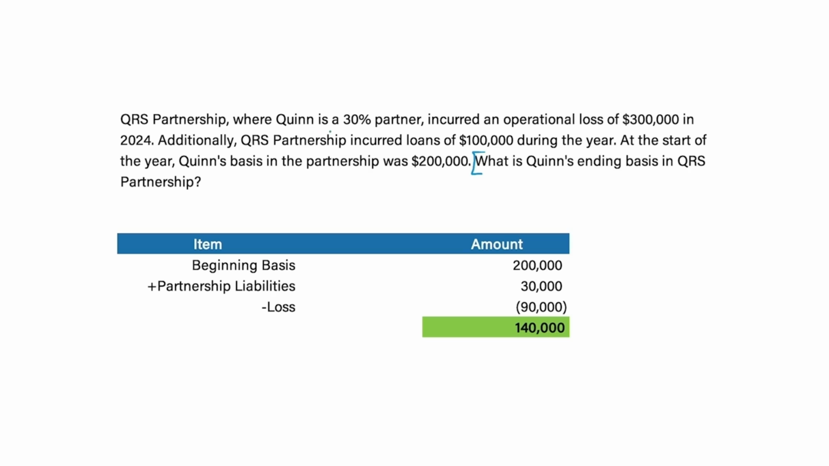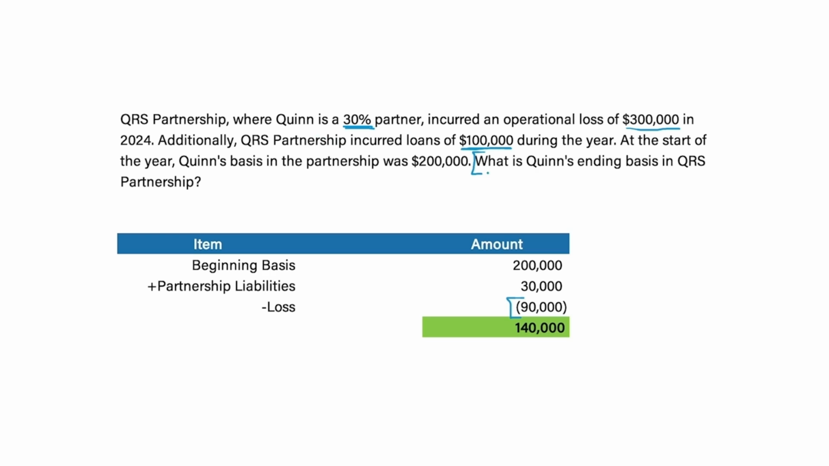QRS partnership, where Quinn is a 30% partner, incurred an operational loss of $300,000 in 2024. So Quinn will take 30% of this $90,000, which will decrease basis. Additionally, QRS partnership incurred loans of $100,000 during the year. So with the partnership, taking on partnership liabilities increases the partner's basis because they'll be responsible for paying the loans if the partnership doesn't pay them.